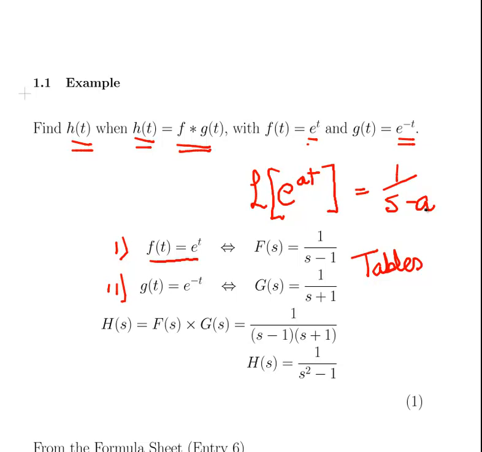Okay, now we have f of s and we have g of s. Let's multiply them out, and simply we have 1 over s minus 1 times s plus 1. That's the difference of squares, or if you want, you can multiply it out the long way as well. But essentially what we'll find here, and this is an important part, is that h of s is equal to 1 over s squared minus 1.